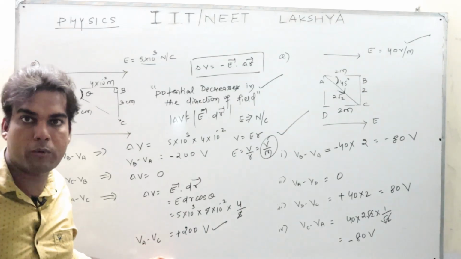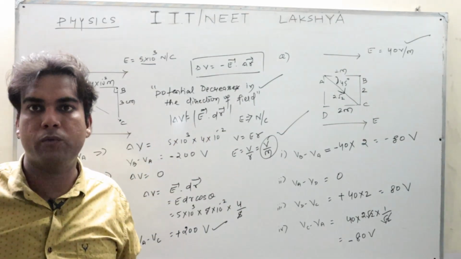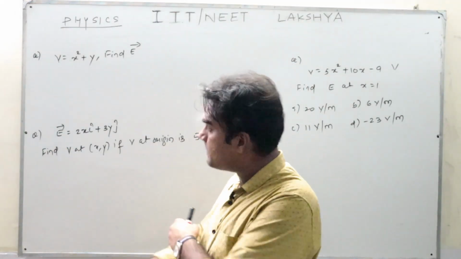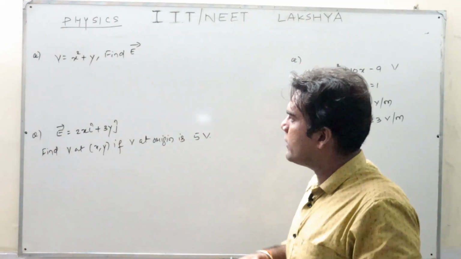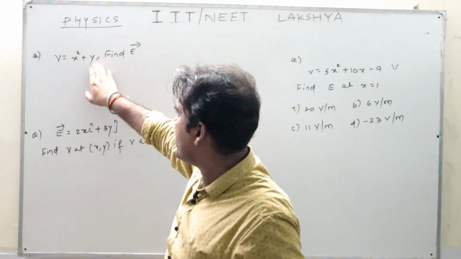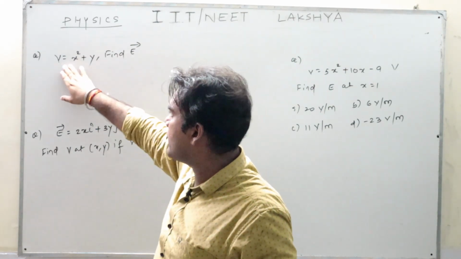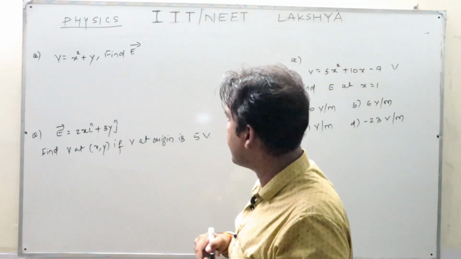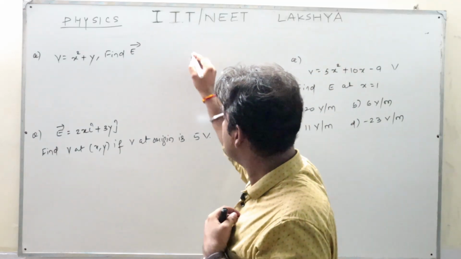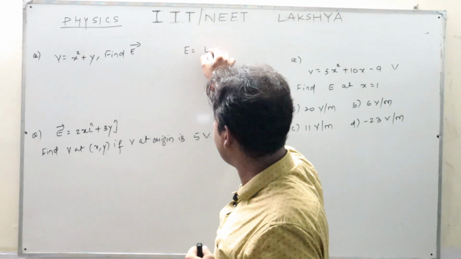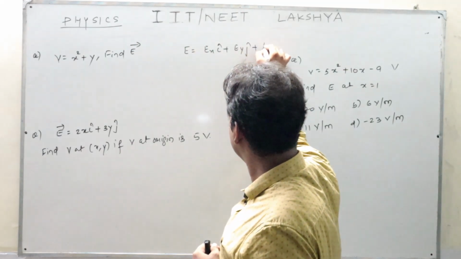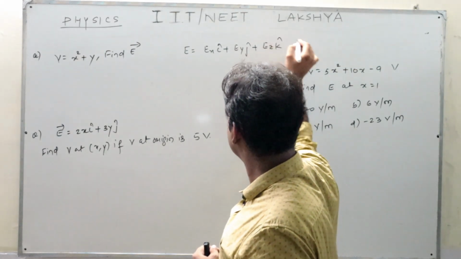Let us take up some more problems. Both the problems were on uniform electric field. Note it down. Okay, so let us see this question. The next question. Here voltage is given, x square plus y. We have to find the electric field. Voltage is given, electric field is asked. So if you see carefully, we can write like this. I told you a formula that E can be written as Ex i cap plus Ey j cap plus Ez k cap. Yes or no?